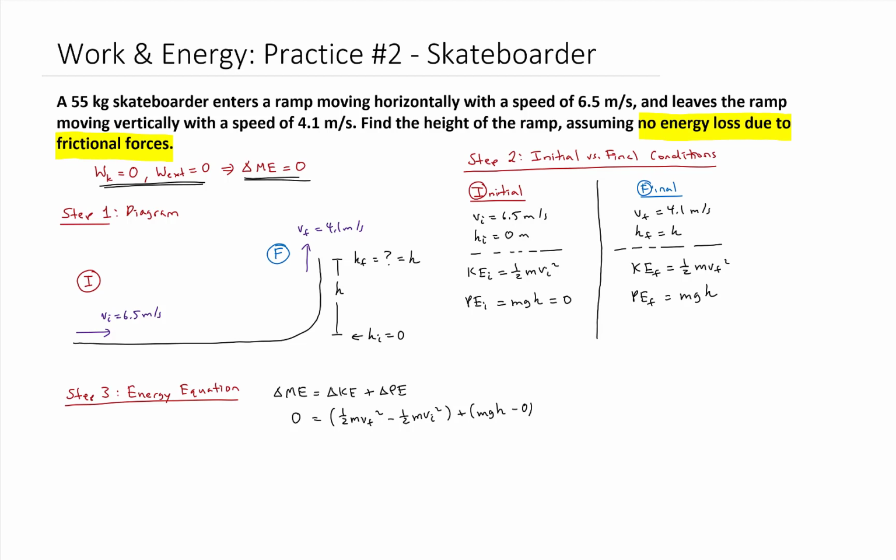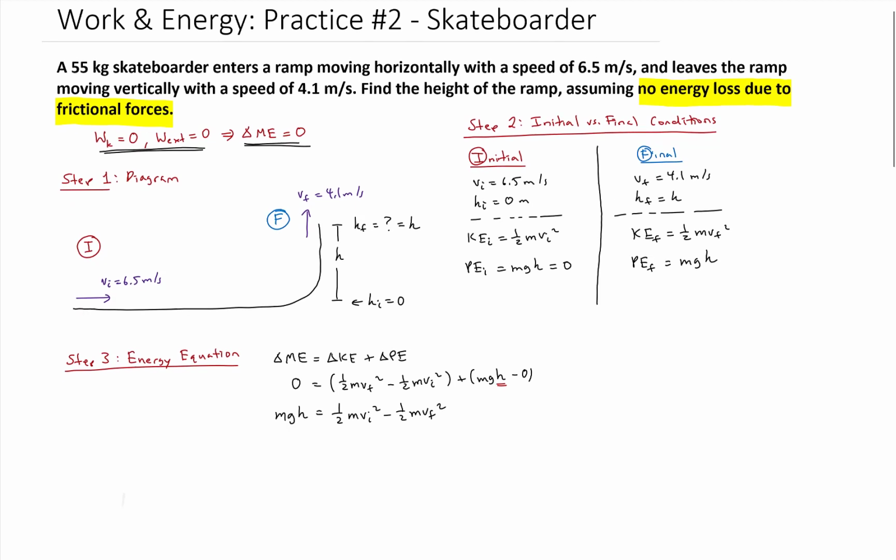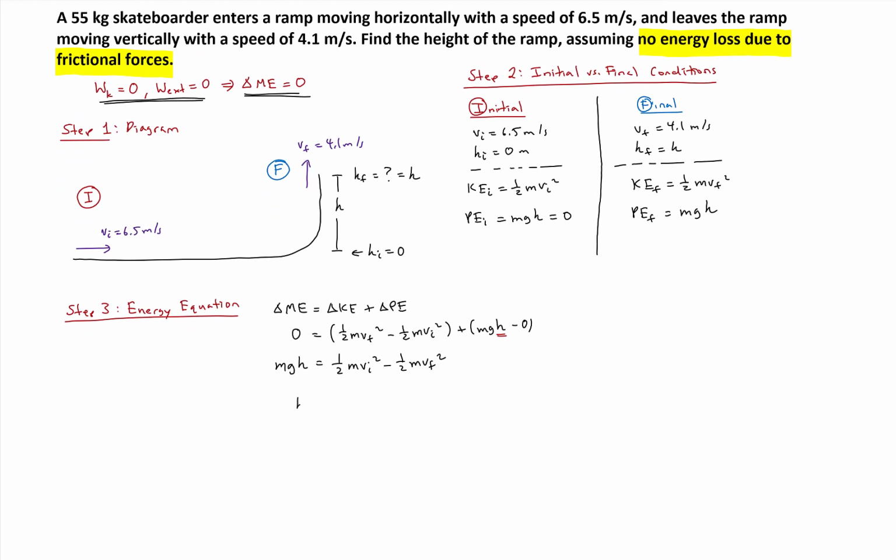So what are we trying to find? We're trying to find the height of the ramp. So we're actually trying to find what h is. So we should probably rearrange and solve for h. So we have mgh is equal to 1/2 mvi squared minus 1/2 mvf squared. And we have h is equal to 1/2 m (vi squared minus vf squared) divided by mg.